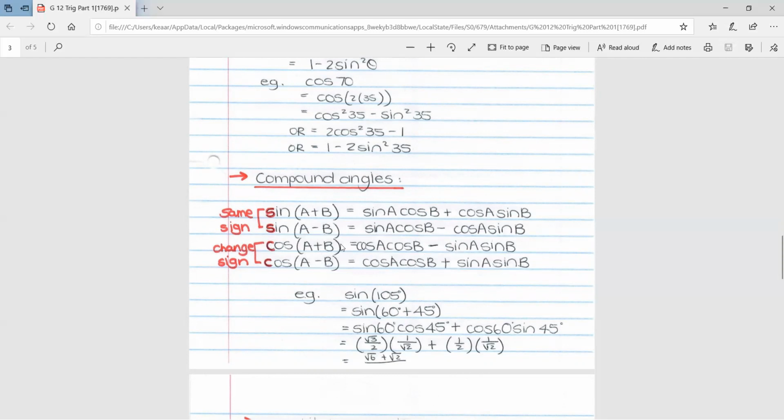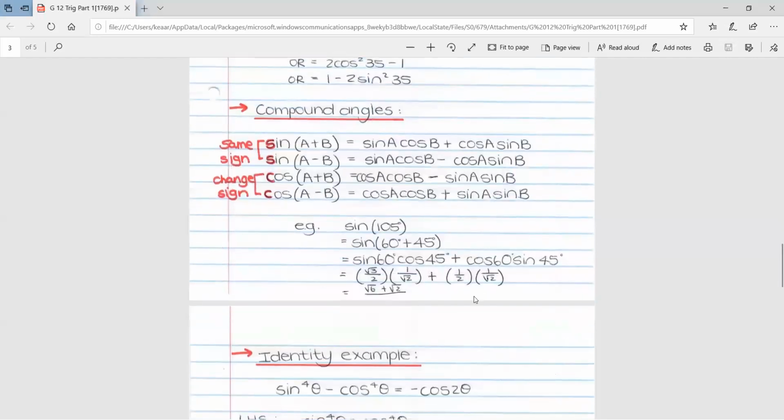A little side trick to remember these is if it has an S, they're the same sign. So sines keep their signs, they have the same sign. So if it's a plus there, if it's a minus, it's a minus there. With cos, you would change your sign. So if it's a plus here, you're going to change it to a minus there. If it's a minus here, you're going to change it to a plus there.